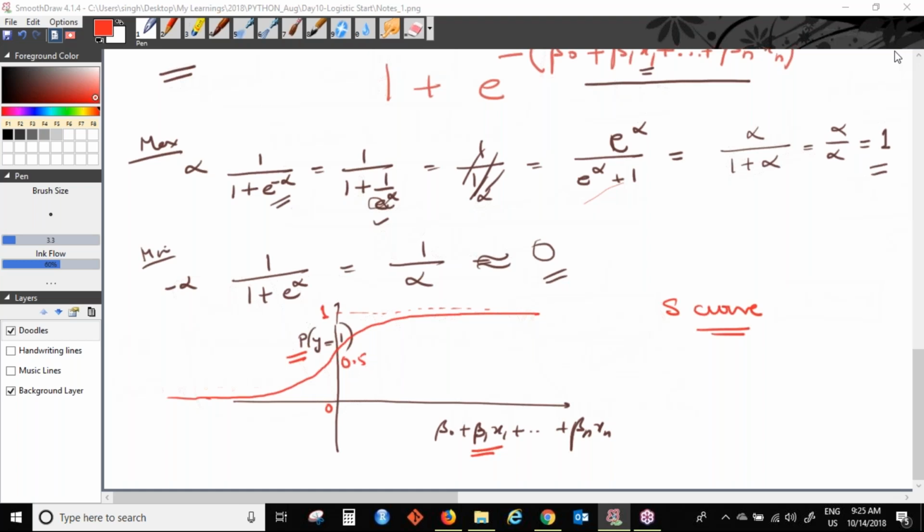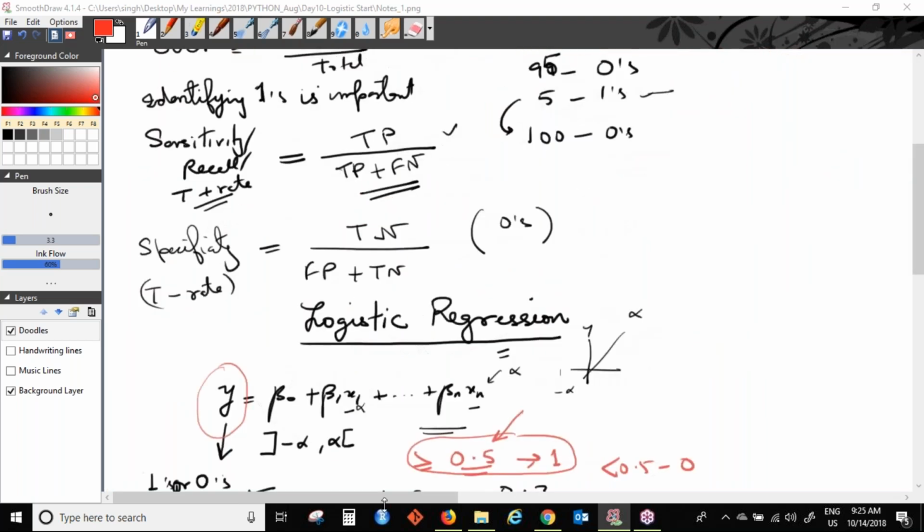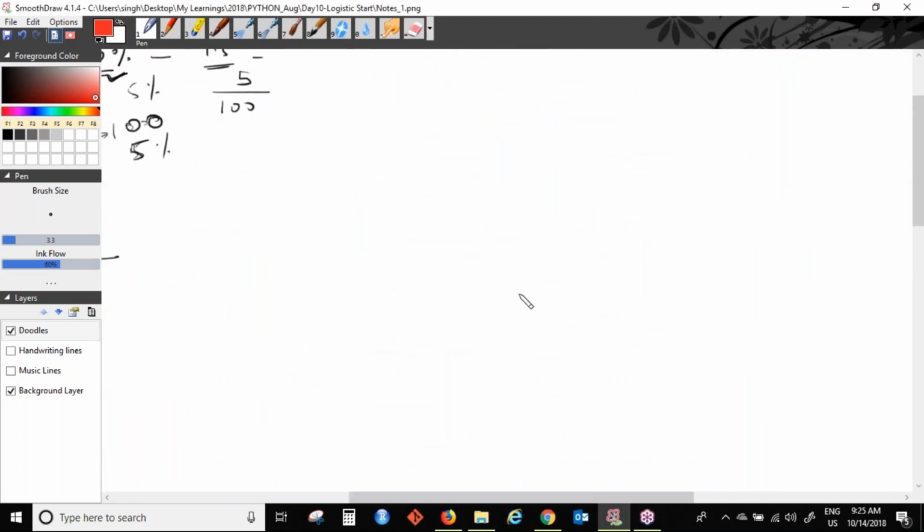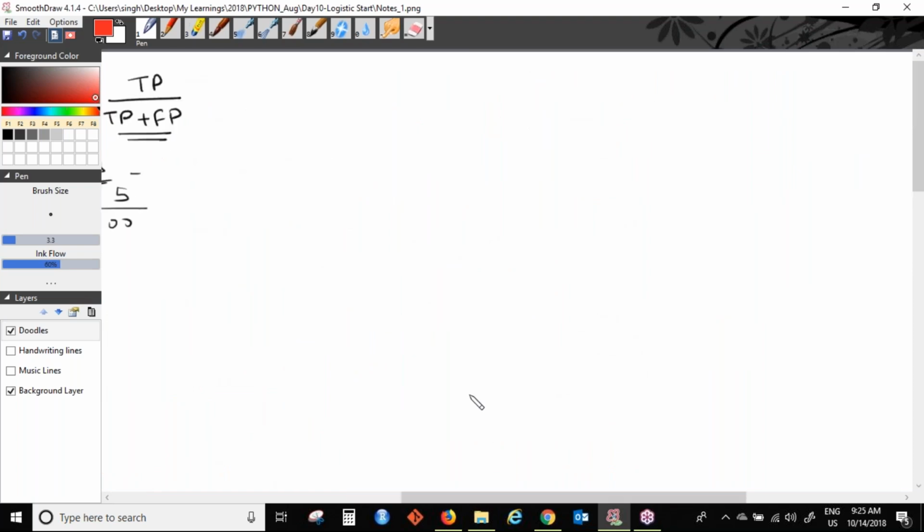Okay, now there is another concept. Let us talk about that. Now, logistic regression is also often seen in terms of another parameter called odds. So what is odds? Odds has a formula: probability of y is equal to 1 divided by probability of y is equal to 0. This is the formula for odds.